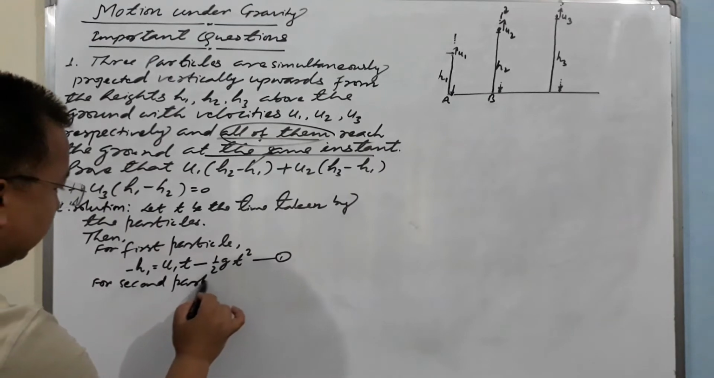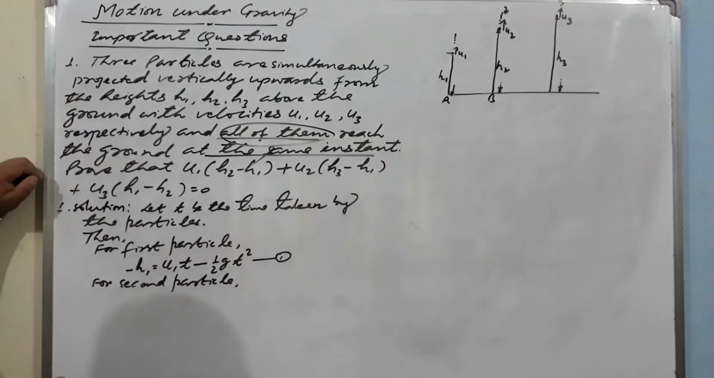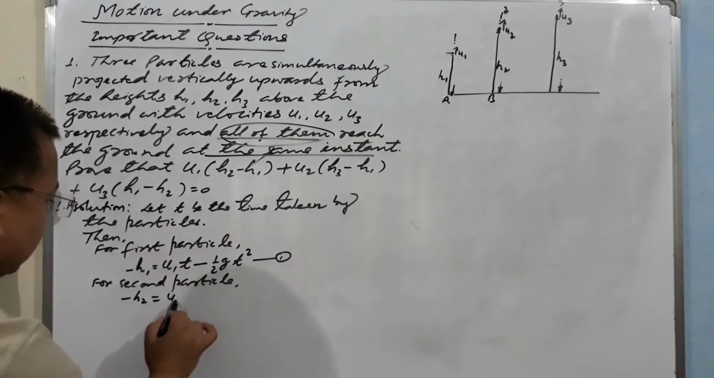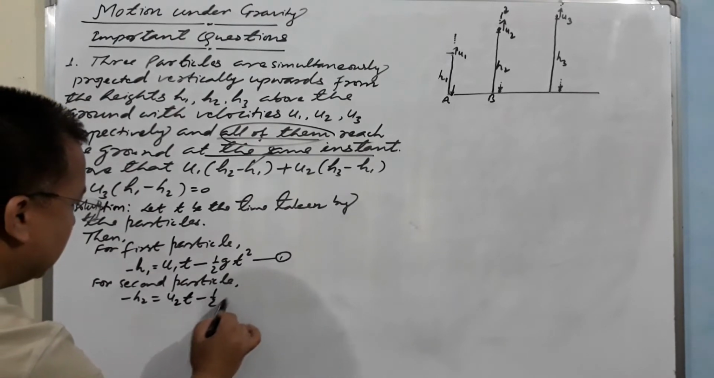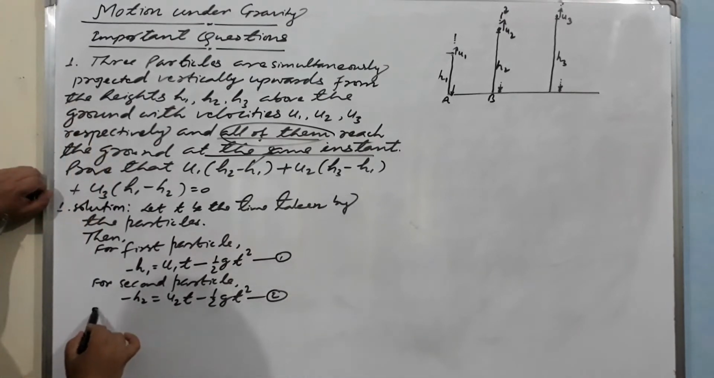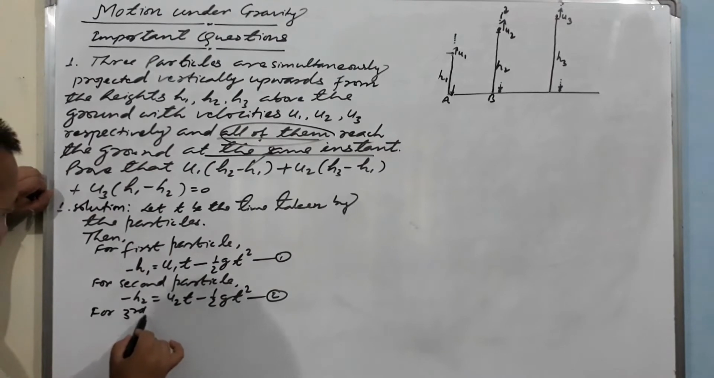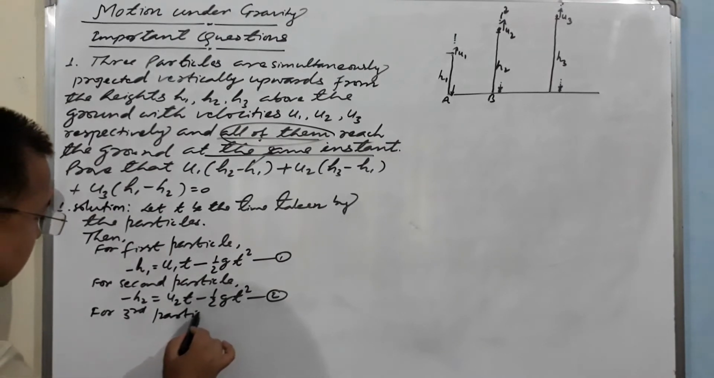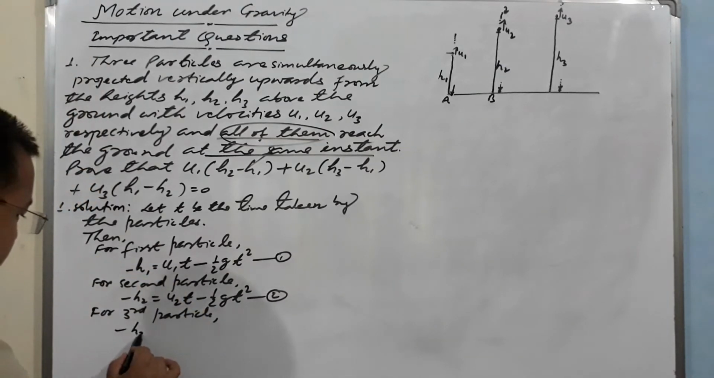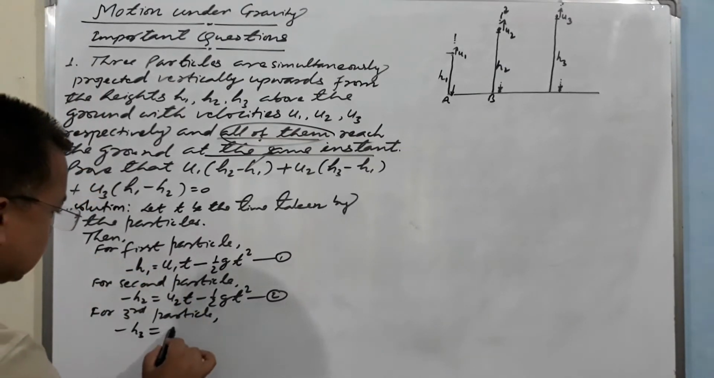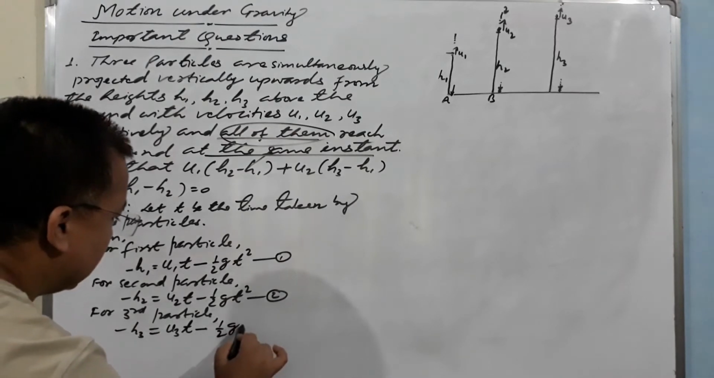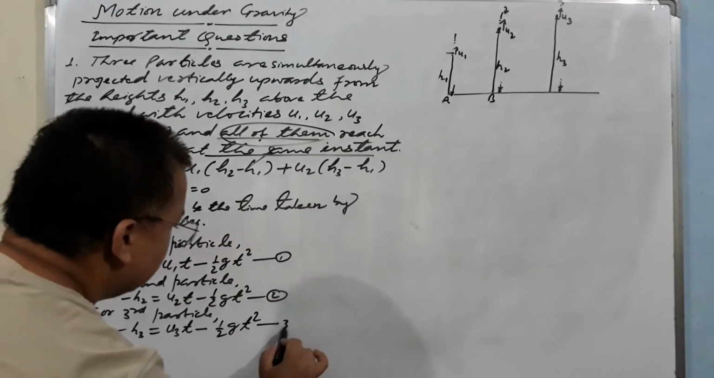For second particle, minus h2 is equal to u2 t minus half gt square, and for third particle, minus h3 is equal to u3 t minus half gt square.